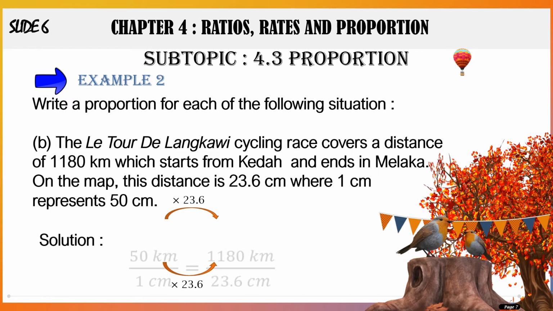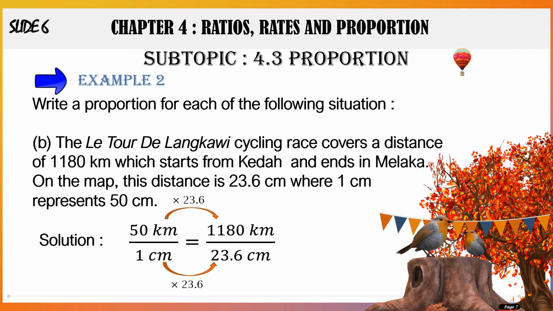So we go to the solution, how to write it. 50 km to 1,180 km, 1 cm to 23.6 cm. So that means you need to times 23.6 to become 1,180 km. So also 1 cm times 23.6 cm, that means a proportion.